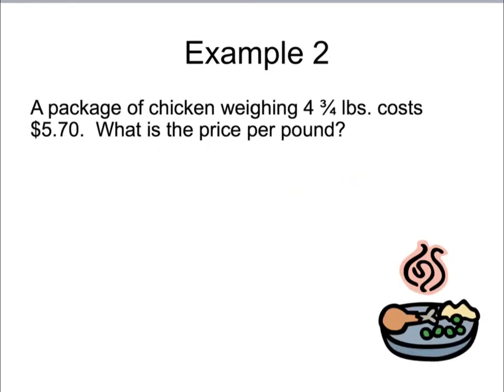So here's problem number 2 for rates, and it says we have a package of chicken weighing 4 3/4 pounds, and it costs $5.70. What is the price per pound? An important part of this problem is right here. This kind of tells us how to set it up. What is the price per pound? The price goes on top, the pounds go underneath.